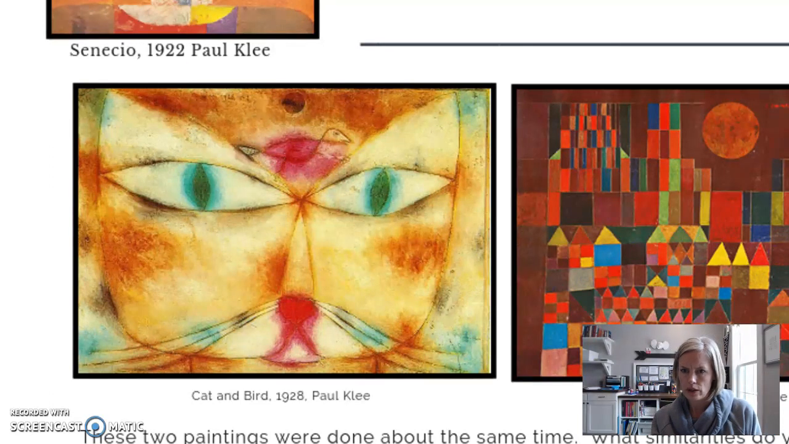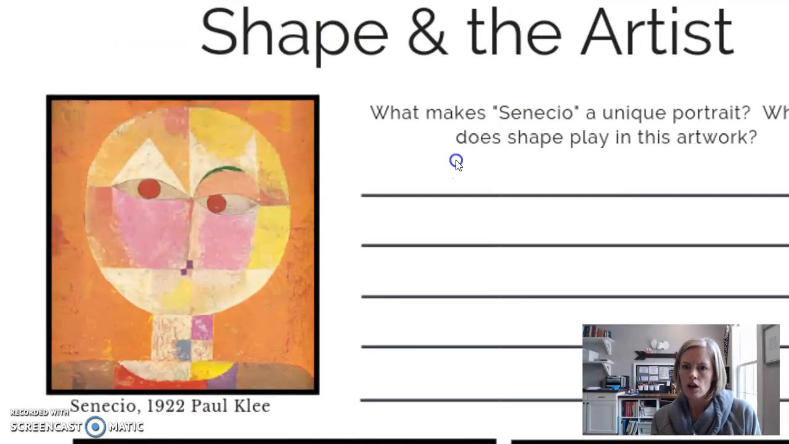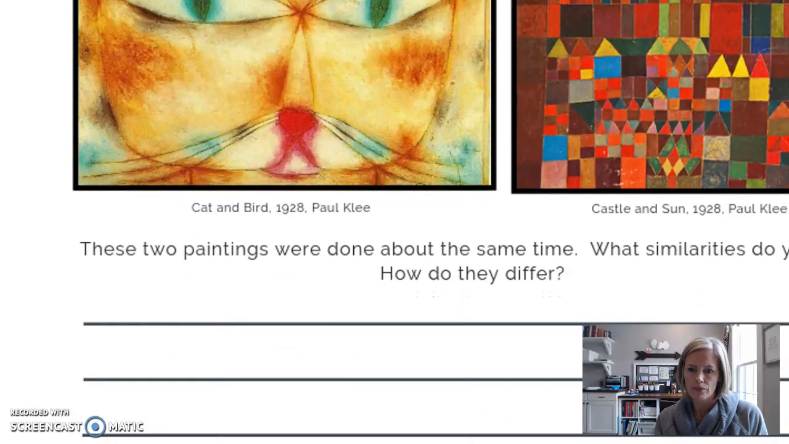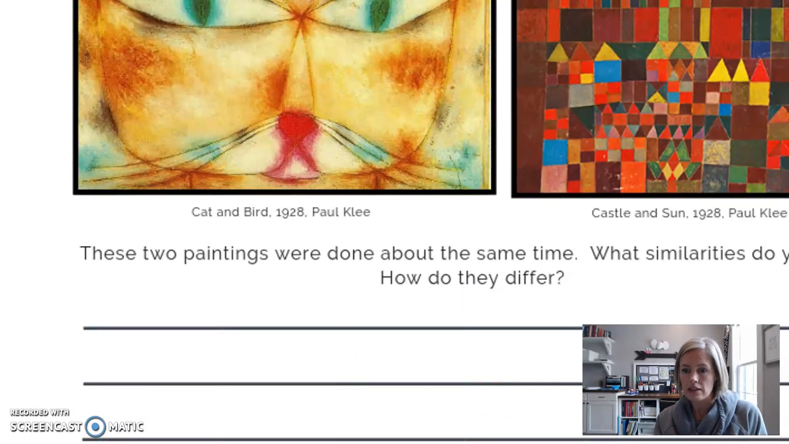If you look at these questions, the first one is, what makes this a unique portrait? What role does shape play in this work? I have purposely asked questions that your child doesn't have to have a ton of art history knowledge to answer, but more that I'm trying to get them to really look at it and feel confident in expressing their own opinions.